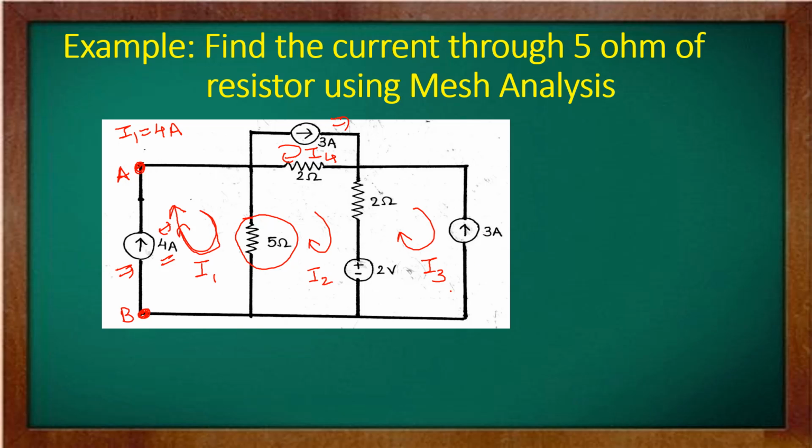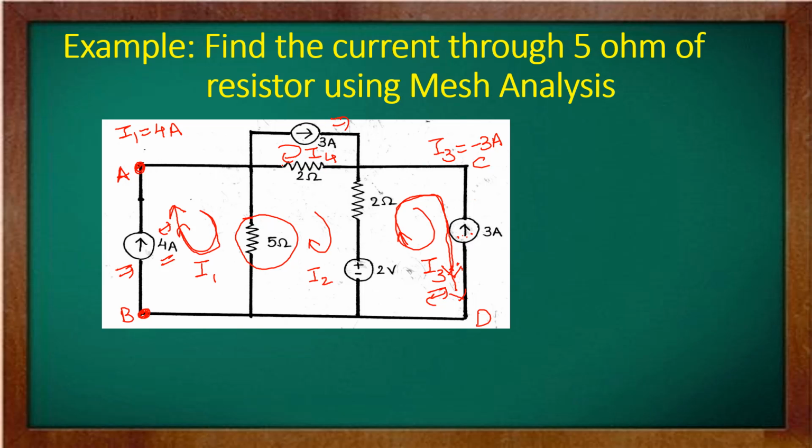Now similarly, come to this loop, that is I3. In this branch, say CD, the current given to us is 3 ampere, and the direction is upward. According to our assumption, the current flowing in this branch is I3, and it's in the clockwise direction, so like this. But these two arrows are opposite; the direction is different. So we can say that I3 equals minus 3 ampere. Why minus 3? Because the direction is opposite.